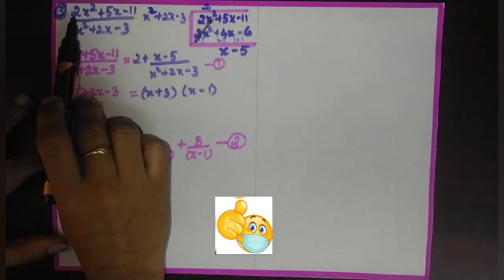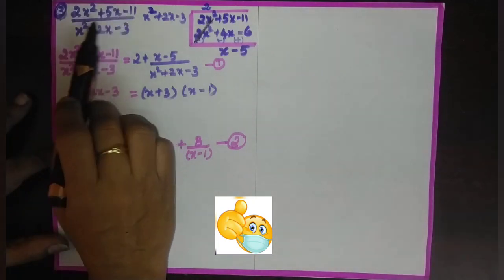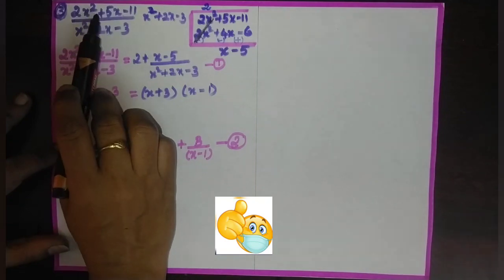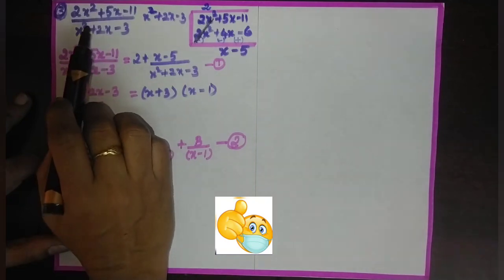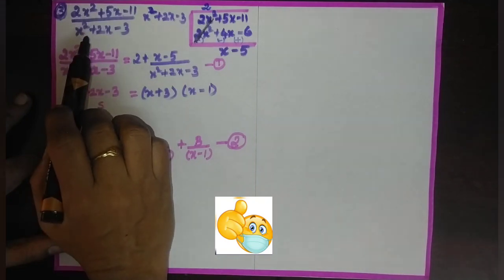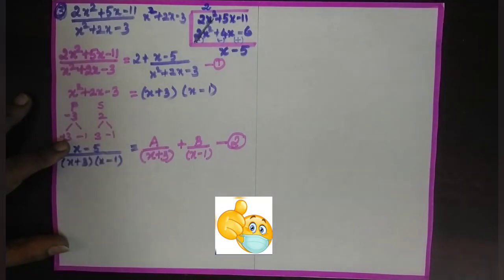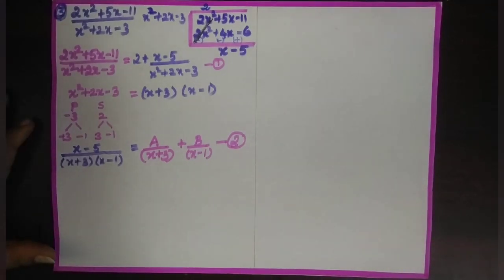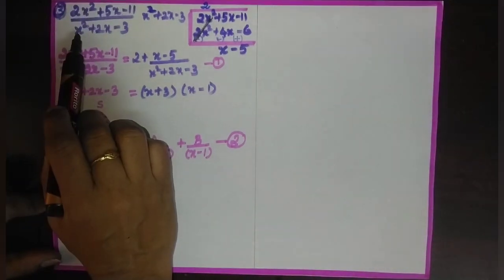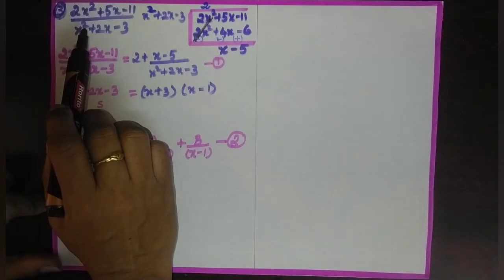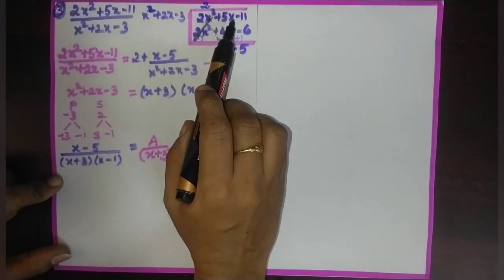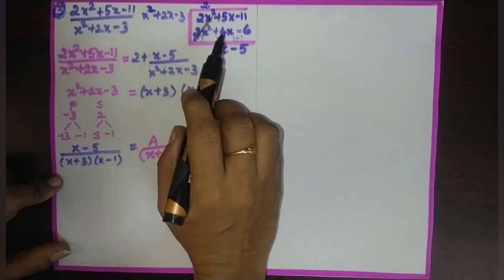The fraction 2x square plus 5x minus 11 by x square plus 2x minus 3 has numerator and denominator that are both second order. Before performing a partial fraction expansion, the fraction must be manipulated so that the order of the numerator is less than that of the denominator. A straightforward way to do this is to use long division on the fraction.